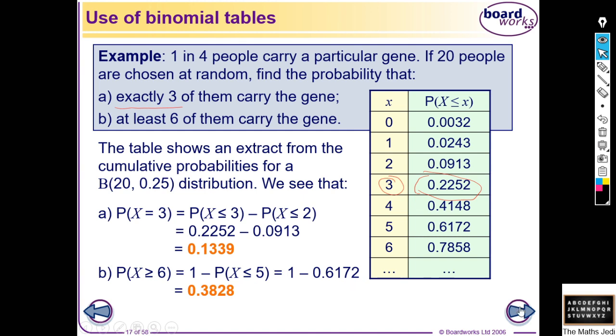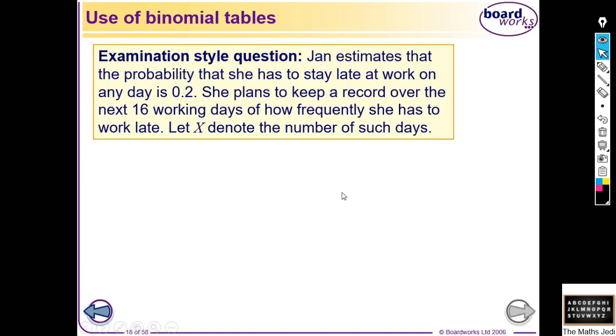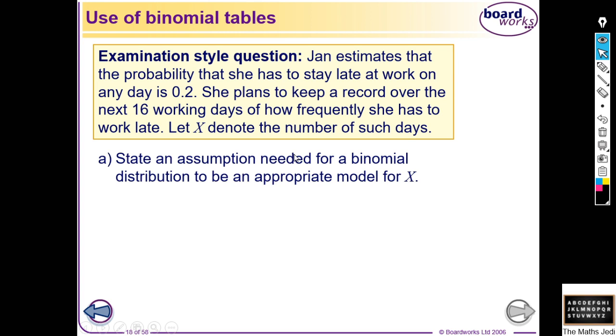Let's look at another question. This is an exam style question. Again, just do that little test about whether it's suitable for a binomial distribution. In some cases, as I think this one does, it will ask you to state an assumption needed. So let's go through that list again as we go through the question. It says she's estimating the probability that she has to stay late at work. So she's either late or she isn't. That's certainly a criterion fulfilled.